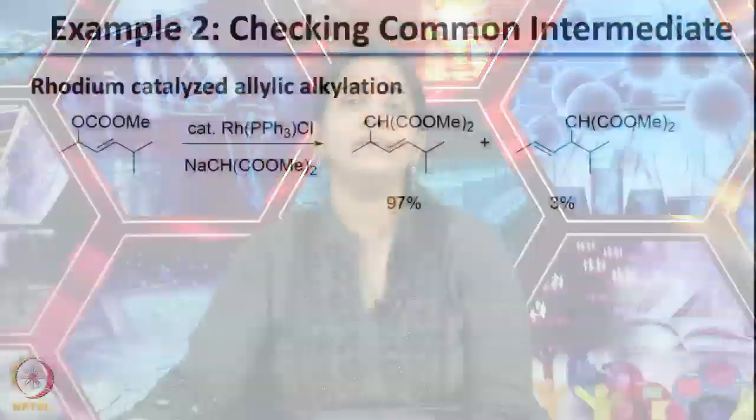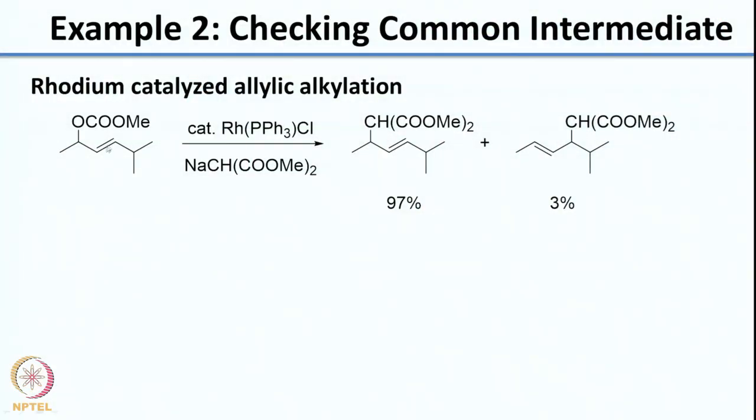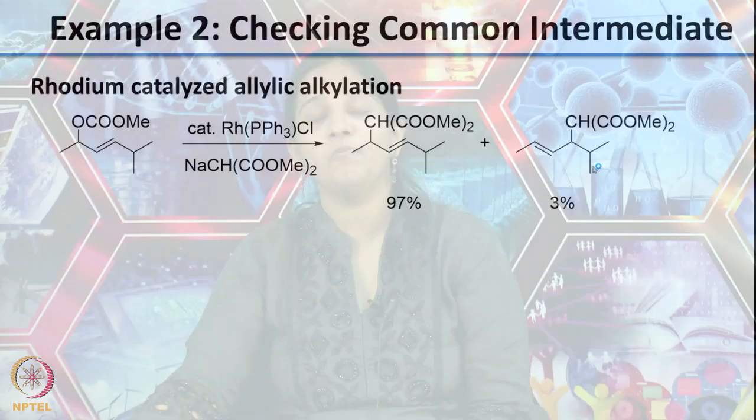So before I go, in the next class we will be looking at another example for checking the common intermediate. I'll just leave you with the reaction that we'd be looking at. The reaction we'd be looking at is a rhodium catalyzed allylic alkylation. So this is your allylic group and you are alkylating at this position. The product distribution you get is 97:3. So what we are going to see here is what is the nature of this intermediate and how you can use this method of checking for a common intermediate to figure out the nature of the intermediate. In the meanwhile, you can try to work out how this reaction works.